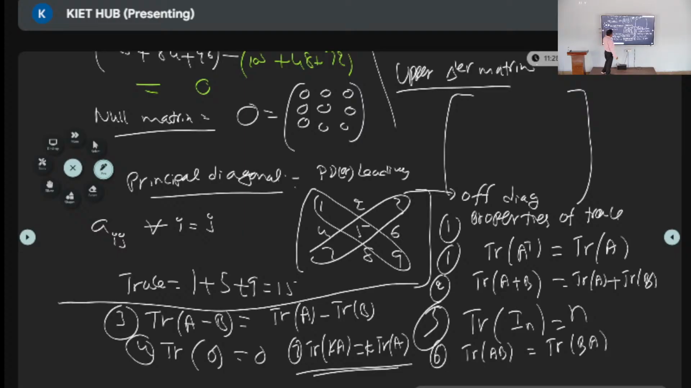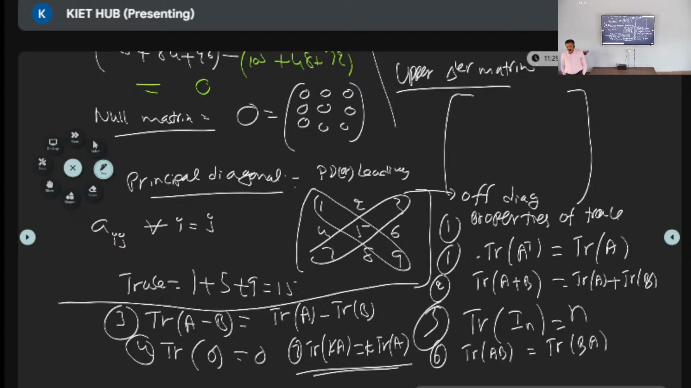Totally 7 properties. First property is trace of A transpose is trace of A. Trace of A plus B is trace of A plus trace of B. Trace of A minus B is trace of A minus trace of B. Trace of null matrix is 0. Trace of KA is K into trace of A. Trace of unit matrix of order n is n. Trace of AB equals trace of BA. All 7 properties are very, very important.